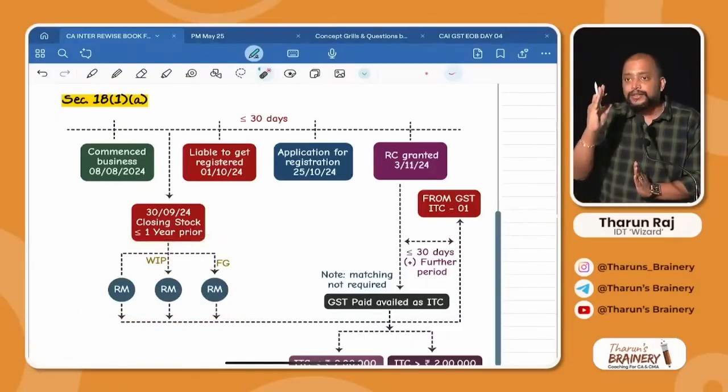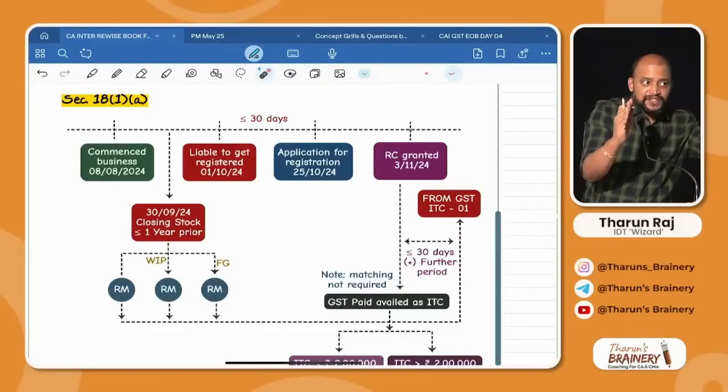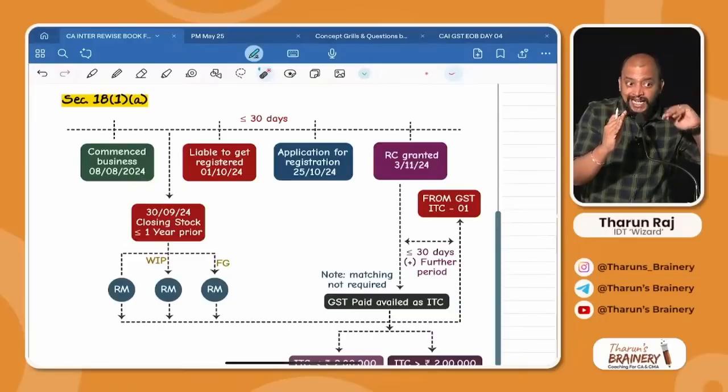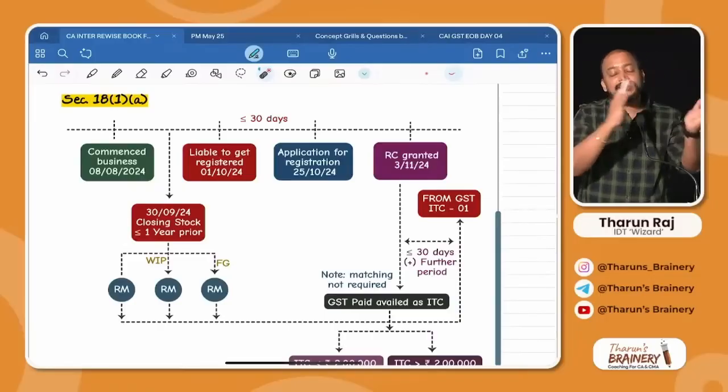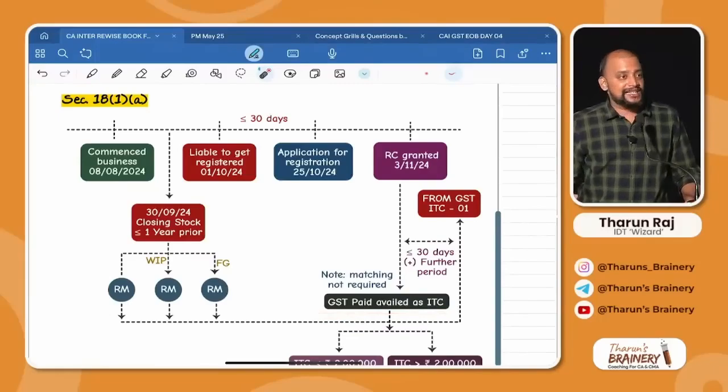Means 30/9/2024 is the closing stock date. That closing stock should be purchased within 1 year prior. Means the invoice date for this closing stock raw material should be within 1 year, that is 30/9/2023. So between this time, if it is purchased, then only we can take ITC. GST paid is availed as ITC.